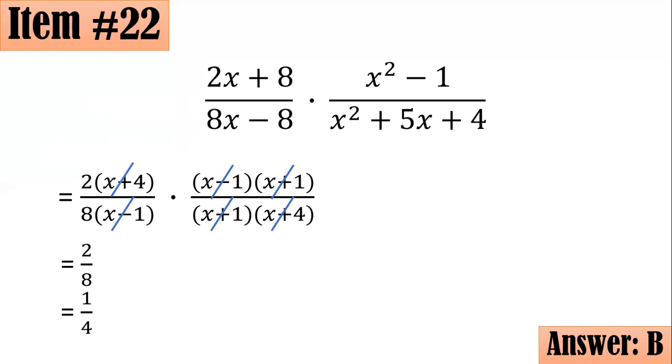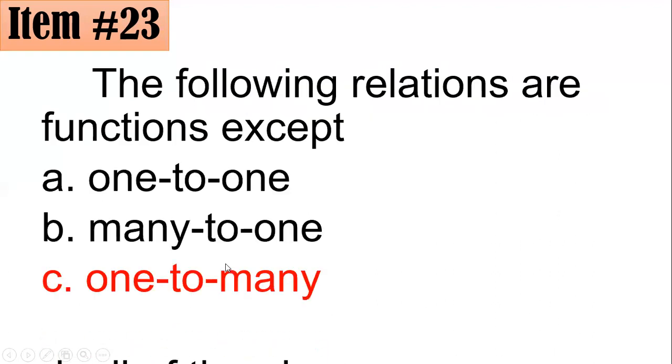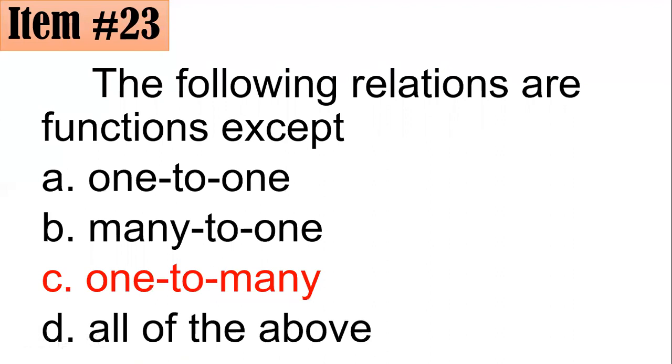23. The following relations are functions except: 1-to-1, many-to-1, 1-to-many, or all of the above. Take note that there are only three relations: 1-to-1, many-to-1, and 1-to-many. So that you will not be confused, those relations that end with 1 are the functions. The relation that ends with many is not a function. So remember, 1-to-many is not a function. 1-to-1 and many-to-1 are functions. Letter C is the correct answer here.